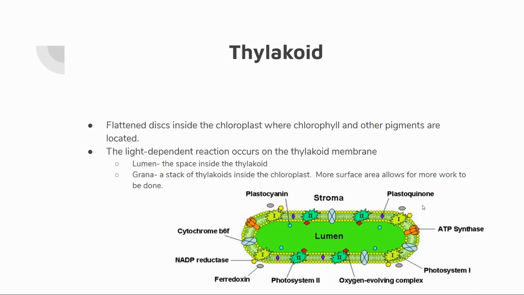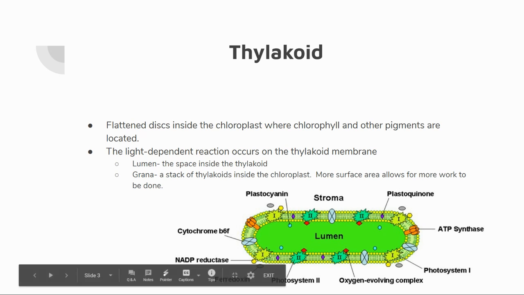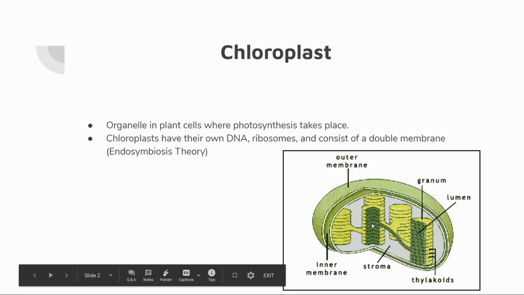So the thylakoids are flattened discs inside the chloroplast where chlorophyll and other pigments are located. The light-dependent reaction occurs on the thylakoid membranes. A couple different structures of the thylakoid: you have the lumen, which is a space inside the thylakoid, and a grana is a stack of thylakoids inside the chloroplast. More surface area allows for more work to be done. So if we go back one slide real quick, a stack of these is a grana.